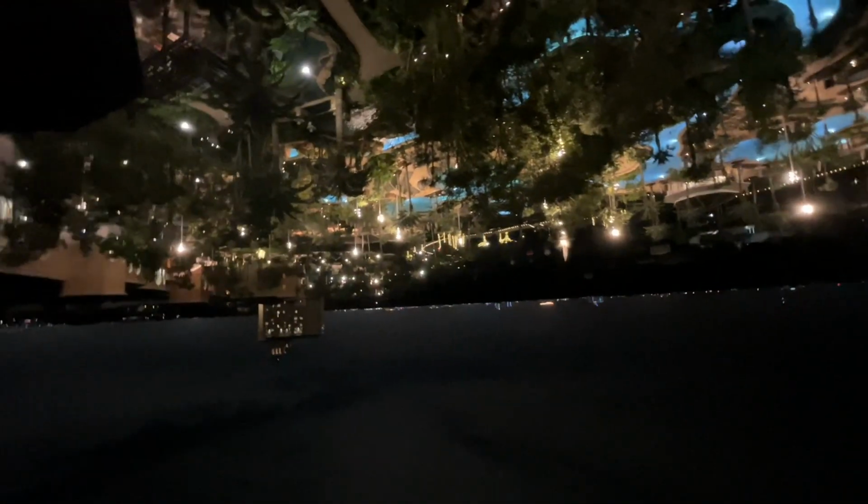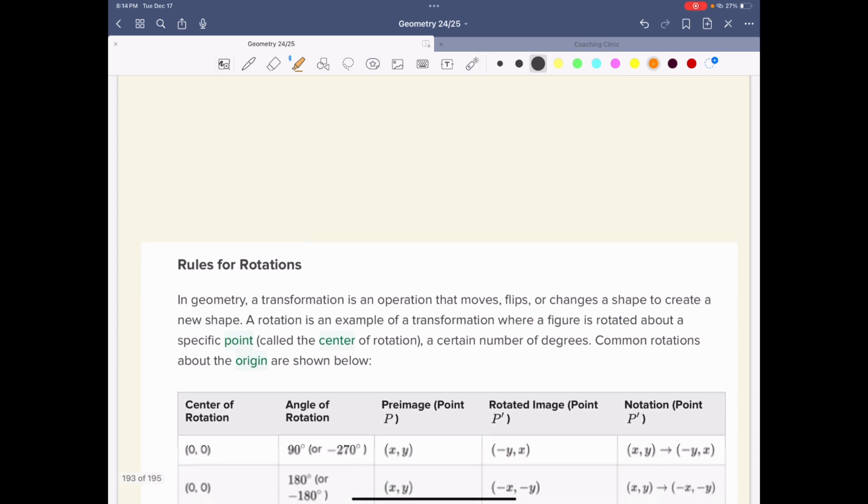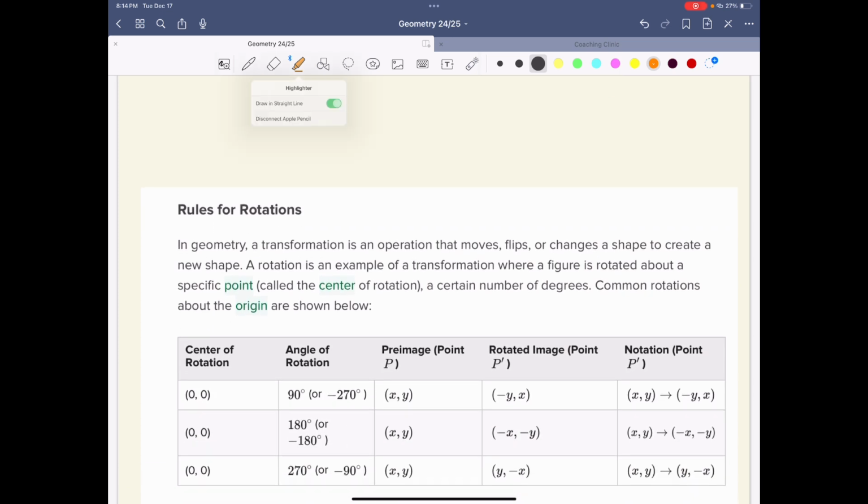But again, so there's a 90-degree rotation. There's a 180-degree rotation. There's a 270-degree rotation. And there's a 360-degree rotation. So we're going to look at mainly the clockwise rotation. So we're going to have to do a little bit of scratching out here of some of the things we've got, but whatever. So the rules.